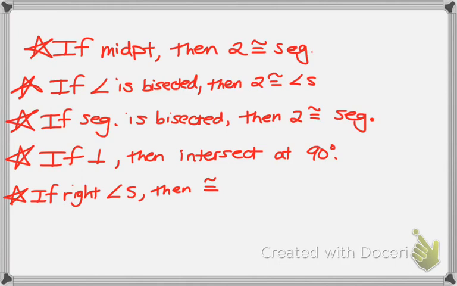Okay, so if we know what it means to be bisected and we know what it means to be perpendicular, we're going to add a new statement. What if I combine it together and say, if perpendicular bisector? What do you think that looks like?